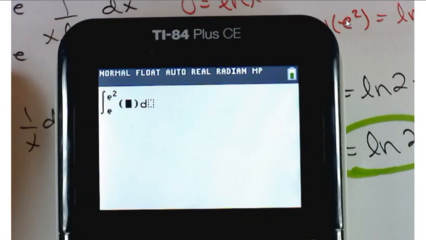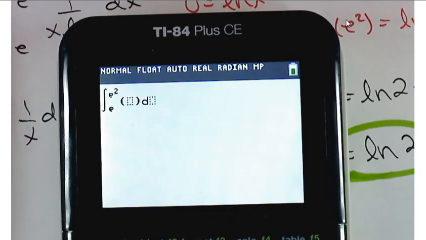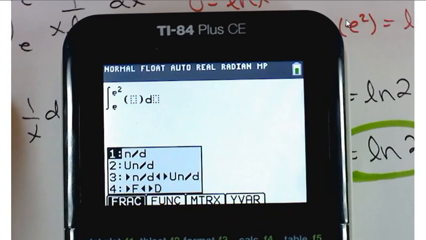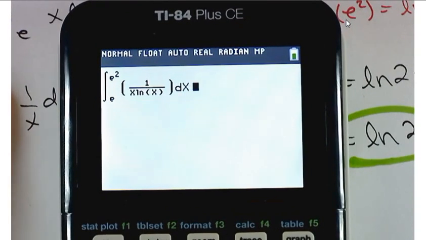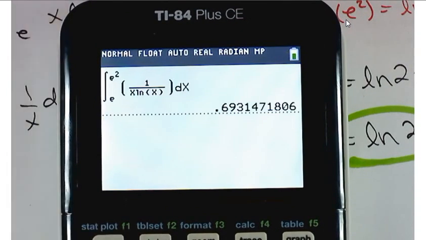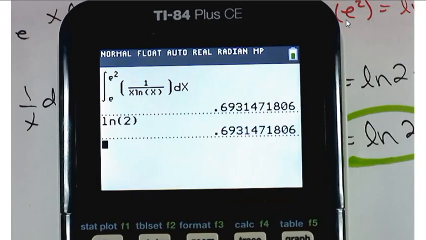And then, let's see, we wanted 1 over x ln of x. Hit the second key and then the alpha key. 1 over x, and then the ln of x. Now what we should get is the numerical equivalent of this natural log of 2. And let's compare this to the ln of 2. I have a feeling that they're going to look remarkably similar, and they do.